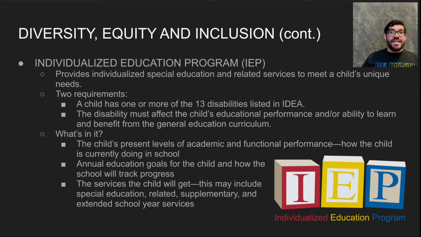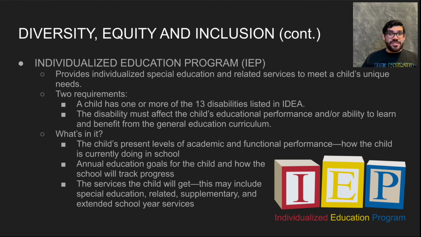Now we're going to take a look at Individualized Education Programs, or IEPs for short. Again, there's a lot to unpack about IEPs, so this is just a brief rundown of the program. With that said, IDEA gives us what's called an IEP. An IEP is a blueprint or plan for a child's special education experience at school that provides individualized special education and related services to meet a child's unique needs.